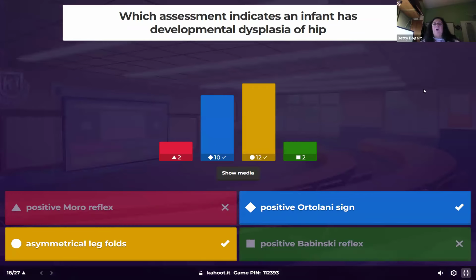So again, remember when we're talking about developmental dysplasia of the hip, that leg is going to be shorter. We're going to see different leg folds, and it's part of Barlow and Ortolani. Moro reflex is startle. It's when you make noise or bump into a crib and their hands and feet go up. And Babinski is on adults. For children, it's the bottom of the foot, and has nothing to do with dysplasia.